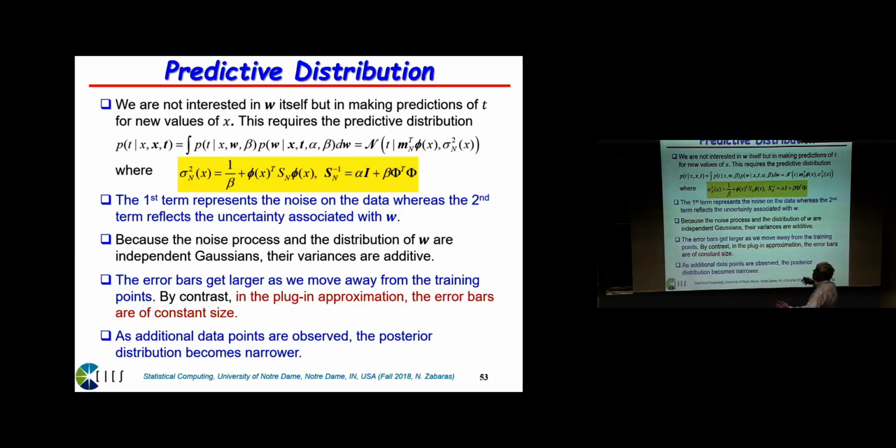So nobody cares about W. We explained this multiple times. What you really care about is, if you train the model on some data, bold X and bold T, you would like, for an arbitrary little x, to compute what the response is. And that's the predictive distribution. You are interested in the predictive distribution.